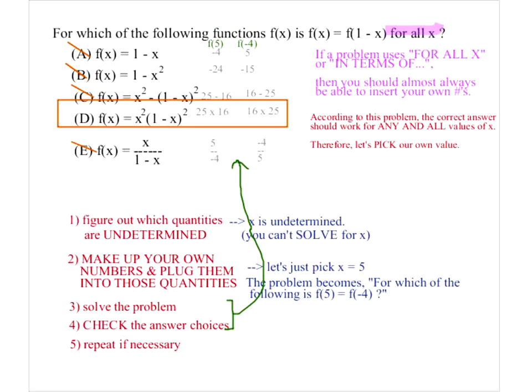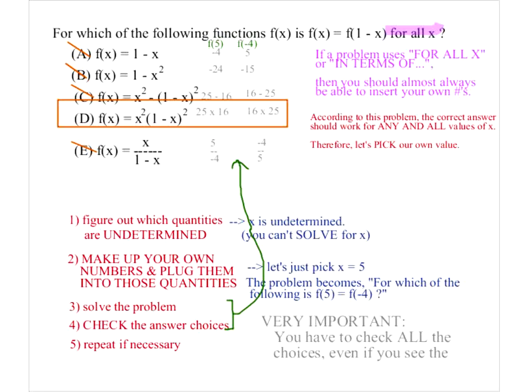But no, okay. So remember, this is very important. You do have to check all the choices, even if you see the answer you want. Because these are your numbers. These are not their numbers, and so it is possible to create a problem that creates a coincidence. If this happens, then that's when you repeat. If you do see the correct answer more than once, you keep the answers that work, you throw away the ones that don't forever, and then you just work the problem again with more numbers.